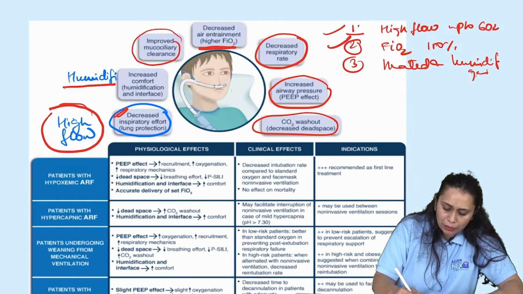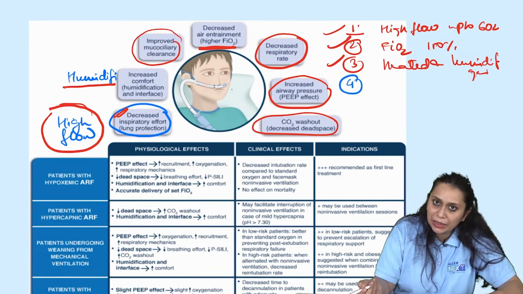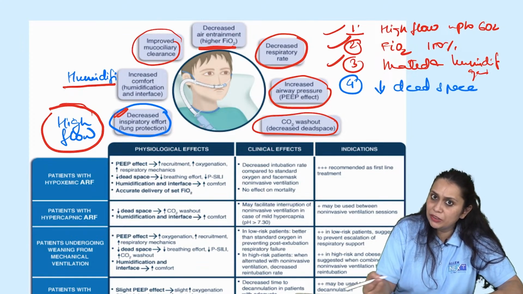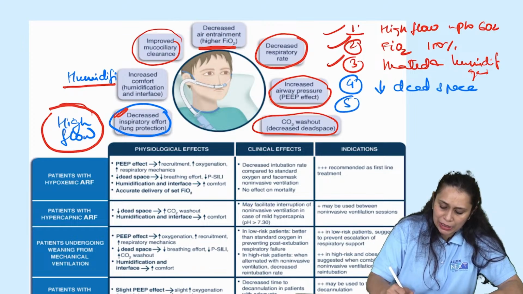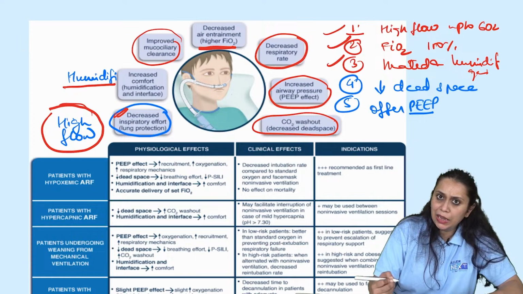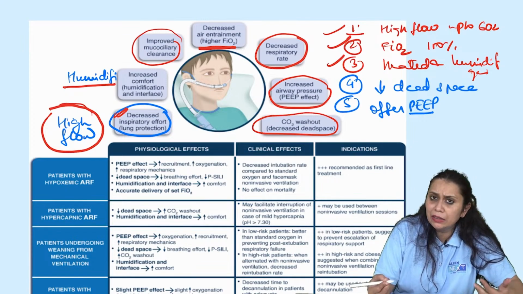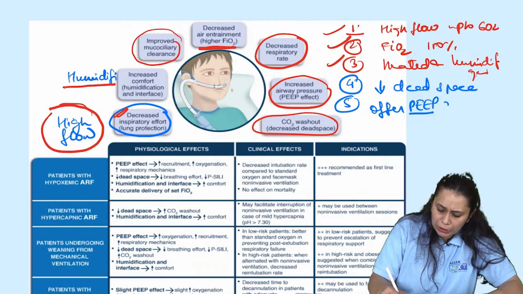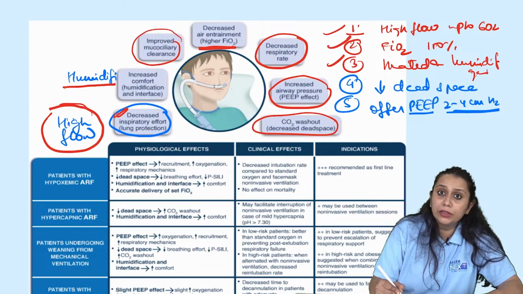So 3 benefits about the device, and because of these benefits, the 4th benefit is it will decrease dead space, right? So it will help in ventilation by CO2 clearance, and it will offer PEEP, positive end expiratory pressure, as you will increase the flow. At 10 liter, some PEEP, at 20 liter, some more PEEP will be offered. So it offers PEEP up to 2 to 4 centimeter of water, and this will improve the oxygenation.